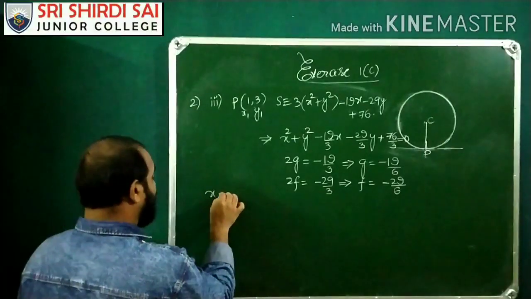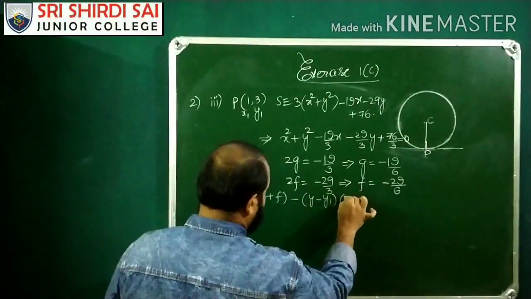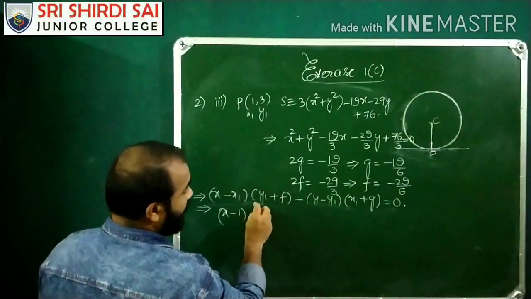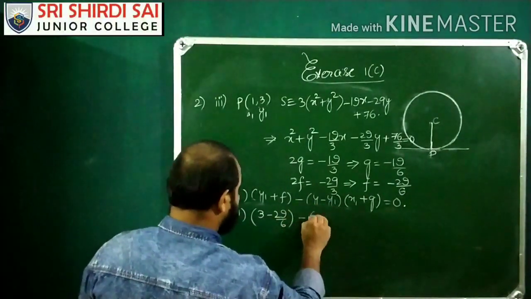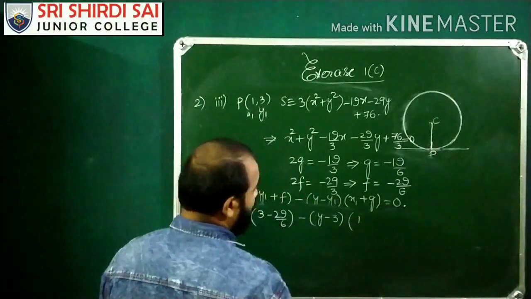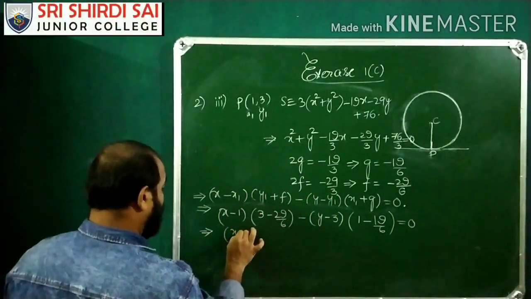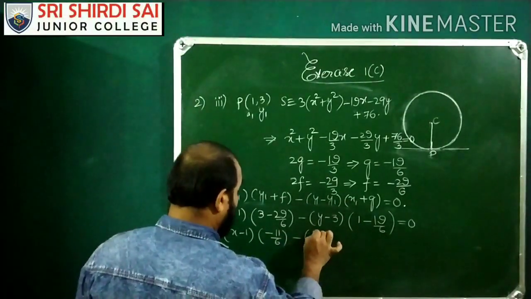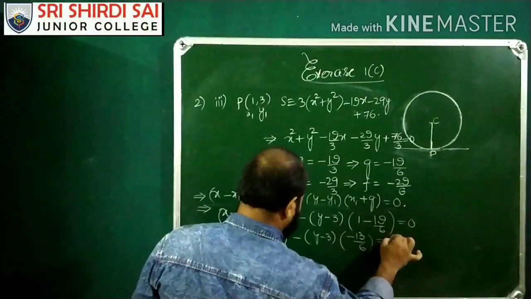So the equation of the normal is (x minus x1) into (y1 plus f) minus (y minus y1) into (x1 plus g) equals 0. x1 value is 1, y1 value is 3, f is minus 29 by 6, g is minus 19 by 6. So (x minus 1) into (18 minus 29), minus 11 by 6, minus (y minus 3) into (6 minus 19), minus 13 by 6, equals 0.